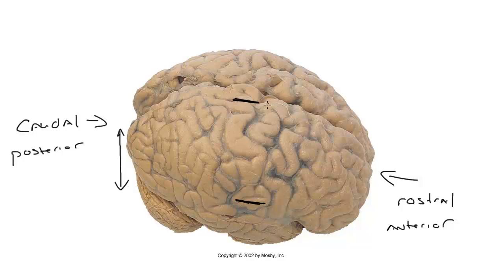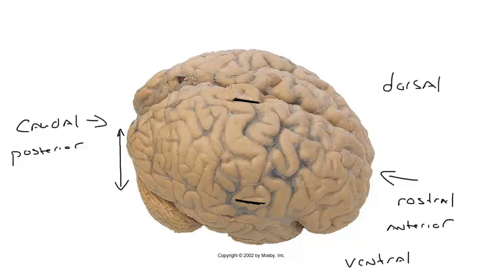In the brain, up toward the top of the skull is dorsal, and down toward the jawline is called ventral. Those directions change when we get to spinal cord, but for the brain, those are the cardinal directions that we need to worry about: rostral, anterior, caudal, posterior, and then up at the top of the brain, dorsal, down here at the bottom of the brain, ventral.